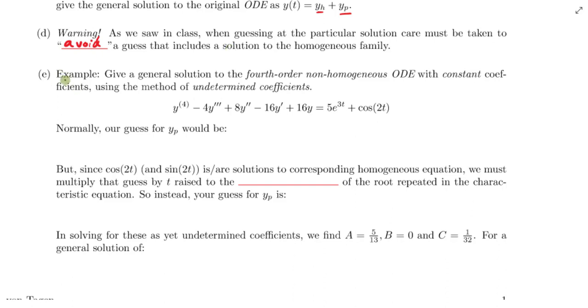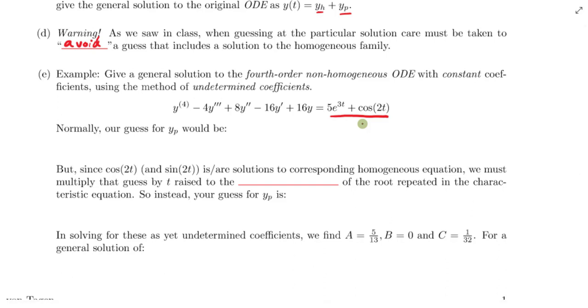So now you can take a look at example E here. And here again, we've got a fourth order non-homogeneous ODE with constant coefficients. And we want to solve it using the method of undetermined coefficients. So here is that forcing function on the right-hand side. Notice that the derivatives of this forcing function eventually repeat themselves over successive derivatives, so we can use this method.